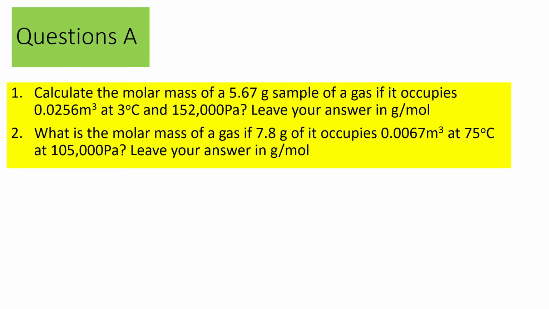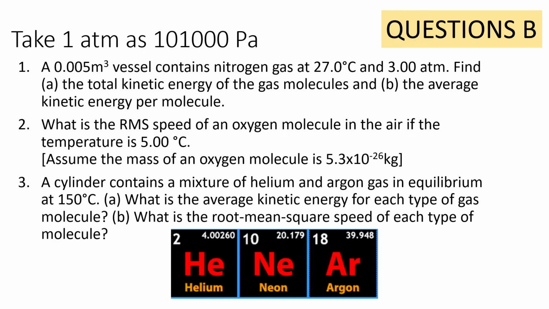So the questions. You've got question A, calculate the molar mass of a 5.67 gram sample of a gas if it occupies 0.0256 meter cubed at 3 degrees Celsius and 152,000 pascals. Leave your answer in grams per mole. Question 2, what is the molar mass of a gas if 7.8 grams of it occupies 0.0067 meter cubed at 75 degrees Celsius at 105,000 pascals? Leave your answer in grams per mole.